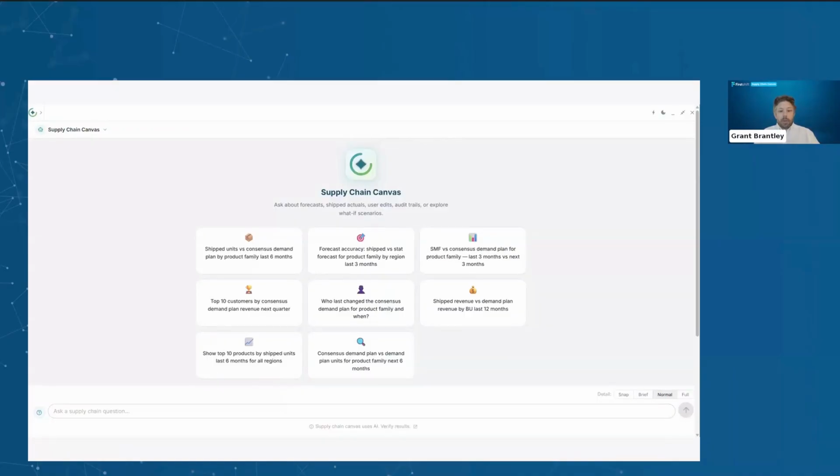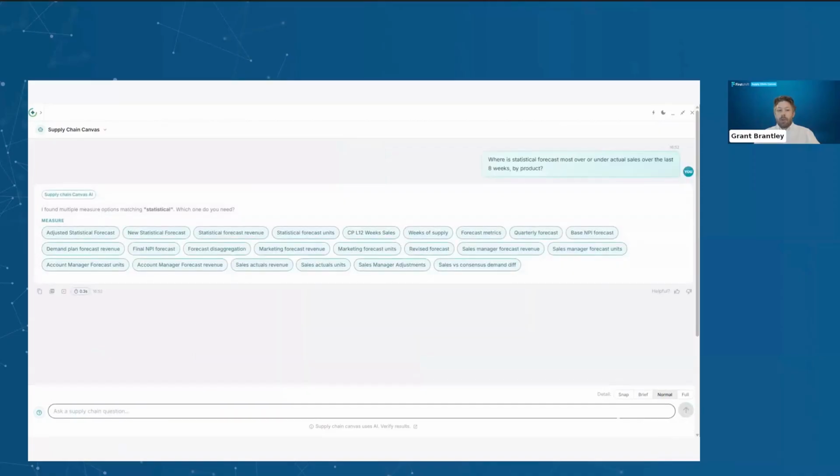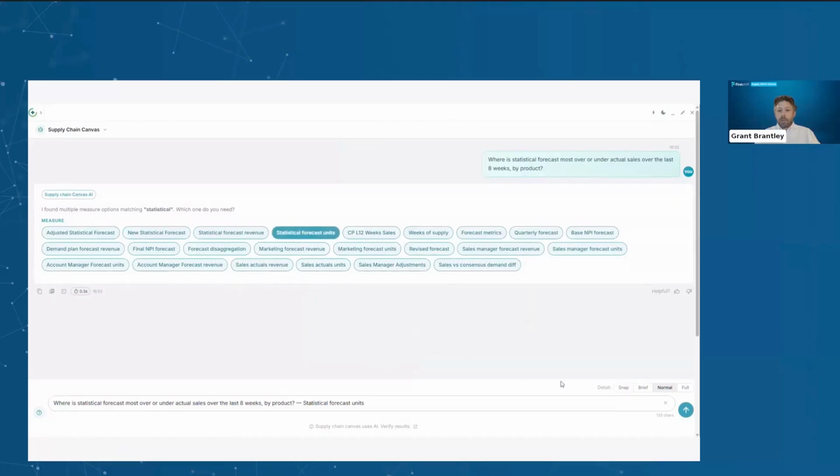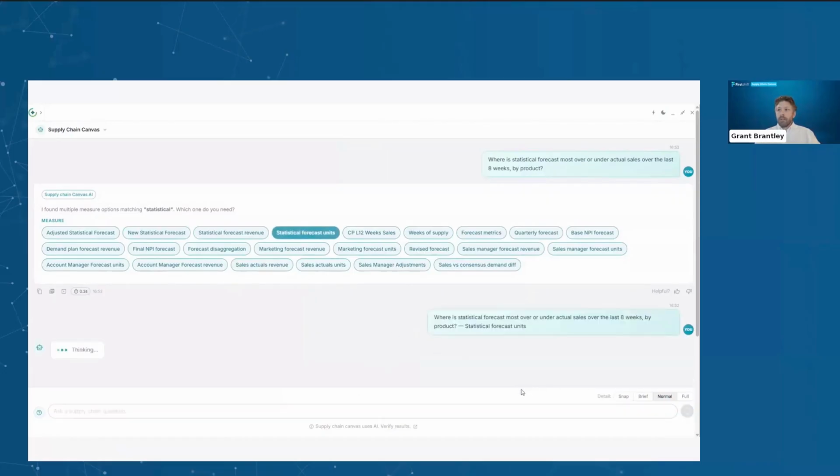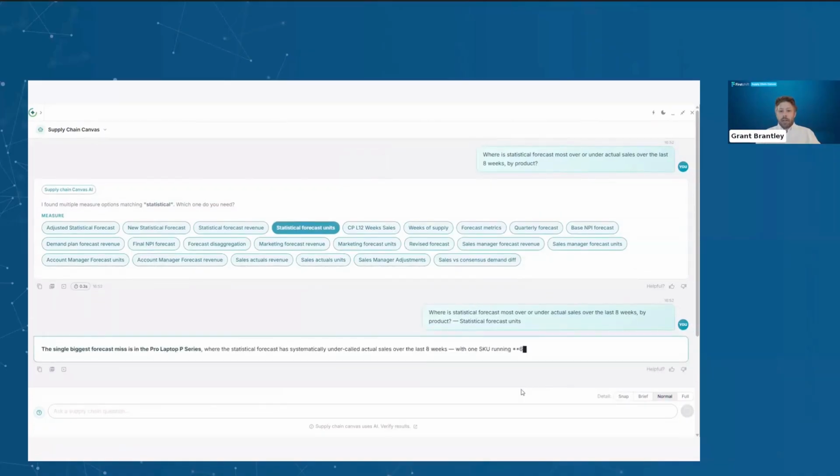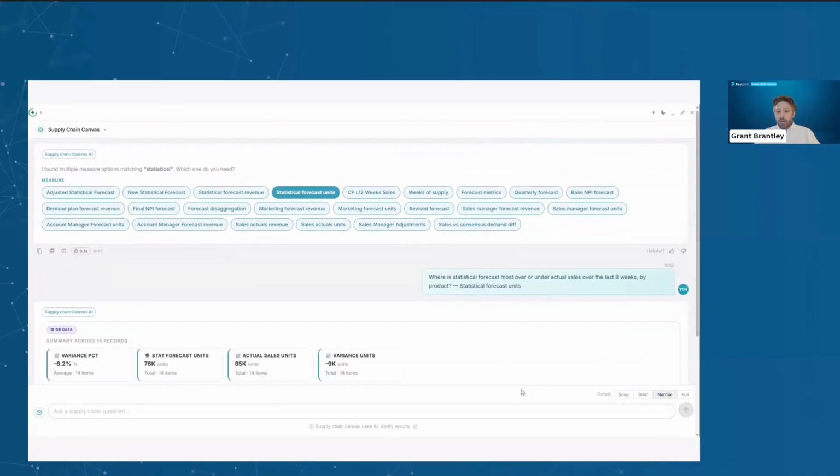So with our first look here at our Canvas screen, you'll see that I get a couple of suggestions that we may want to ask. But we're going to start here with this conversation of, did we get the forecast right? So I'm not going to tell Canvas exactly where to look, but I want to start with a question about our supply chain. So where's our forecast most over or under? You'll notice here, one of the first things Canvas wants to do is clarify and make sure that it understands the thread. So if I'm not very specific on a question, then it'll make sure that it is understanding exactly where we're going with it.